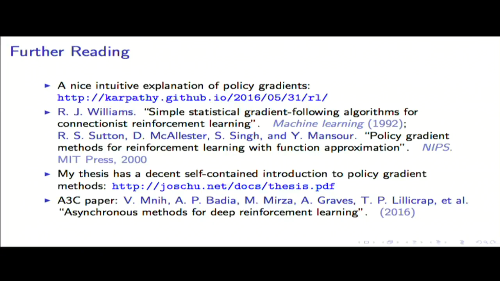The question for all the people watching at home is, why is it called actor critic in the title of this paper, A3C? Other questions? All right. See you on Wednesday.